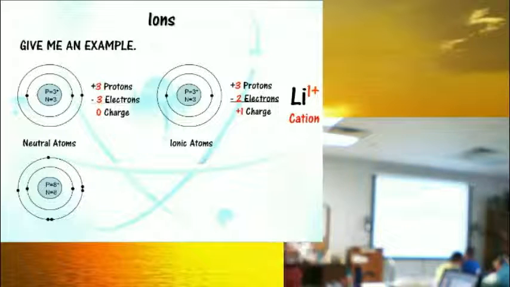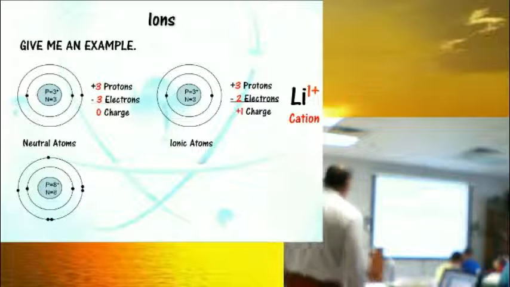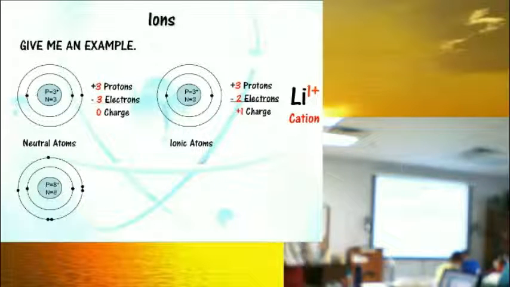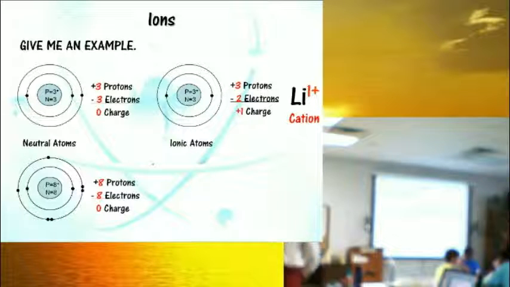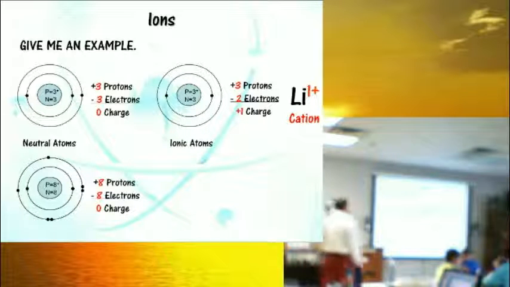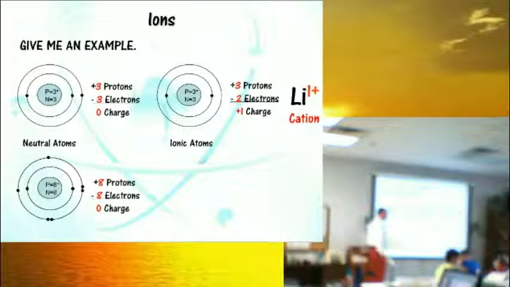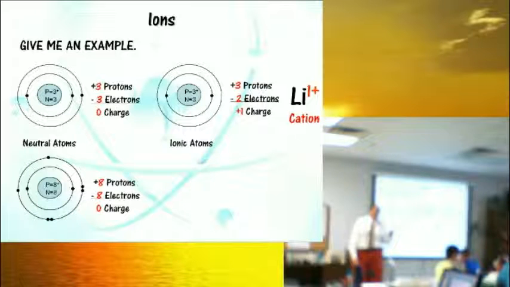Okay, let's take a look at another one. Here we have oxygen. Oxygen has 8 protons and 8 electrons. Okay, that means it's neutral. How many valence electrons does oxygen have? Outer shell. 6. So it's more than 5. So is it going to lose them? No, it's going to gain them. It has 2 empty spots here. So it's going to gain 2 electrons.